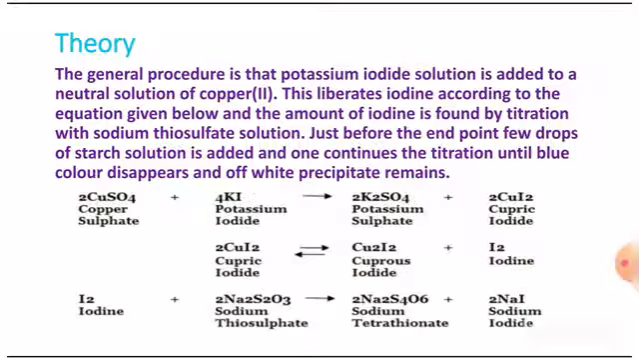Here, there is a reaction between copper sulfate and potassium iodide, which forms potassium sulfate and cupric iodide. Cupric iodide is unstable and it is converted into the stable cuprous iodide compound and iodine is liberated. This iodine further reacts with sodium thiosulfate and forms sodium tetrathionate, and sodium iodide is also formed.